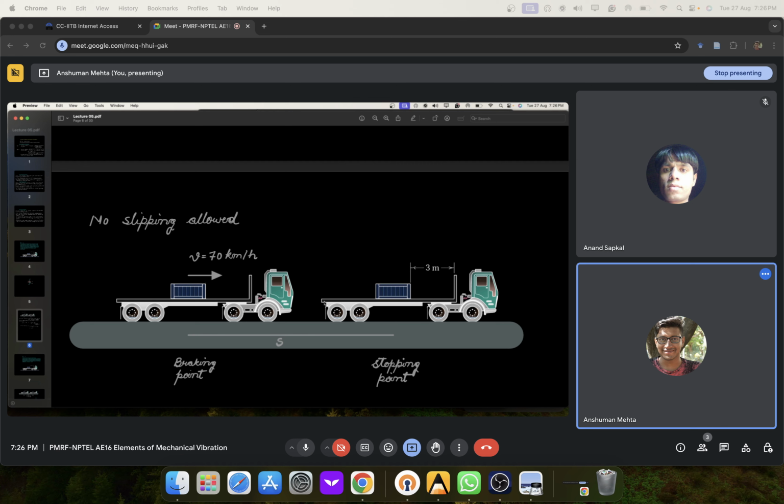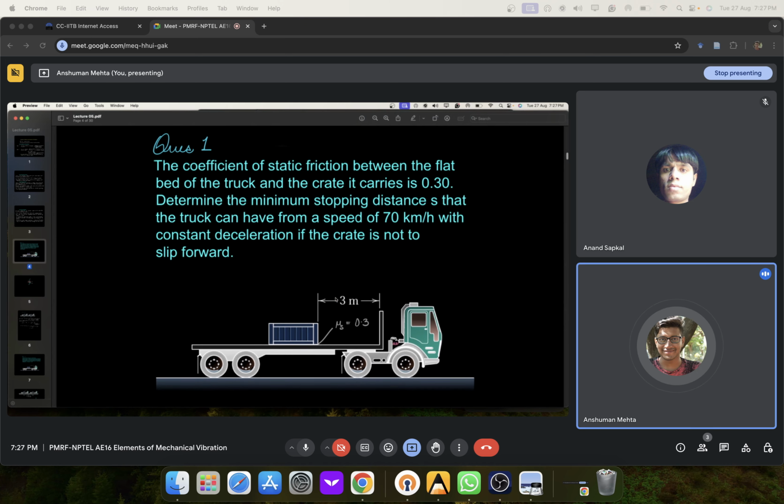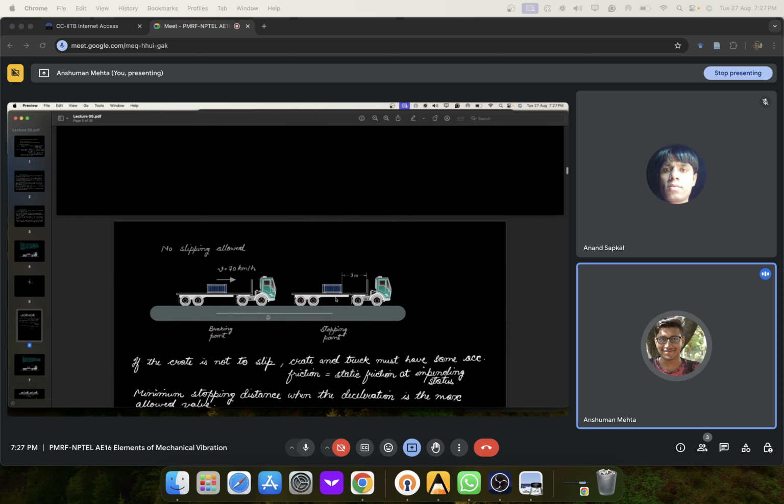This is the full picture, this being the braking point and this being the stopping point. Now if we draw this truck as an FBD, we will have this. Now the condition is that the crate is not to slip. Here the coefficient of static friction between the flatbed and the crate is given as mu static 0.3, and we have to find the minimum stopping distance of the truck. So let's denote this as s. Now this s we have to find.